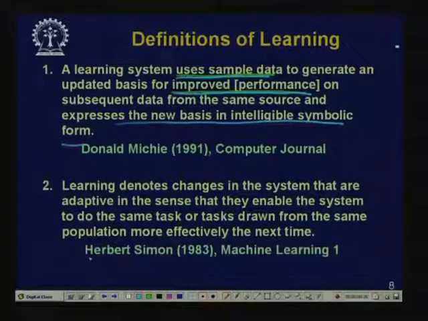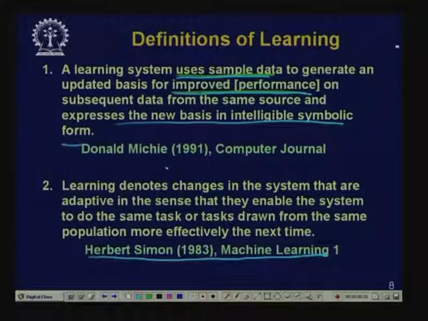Let us look at the definition by another pioneer in the field, Herbert Simon. This definition says that learning denotes changes in the system that are adaptive, in the sense that they enable the system to do the same task or tasks drawn from the same population more effectively the next time. This is a similar definition, as you can see. So, this definition says that learning means there is some change in the system, and this change enables the system to perform better on similar tasks in future more effectively.